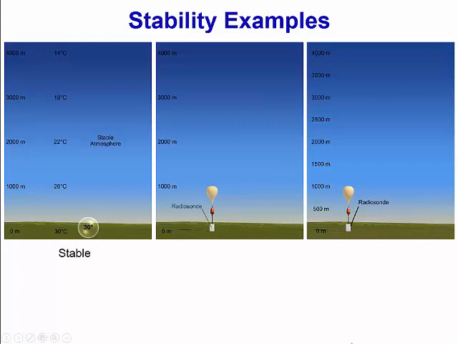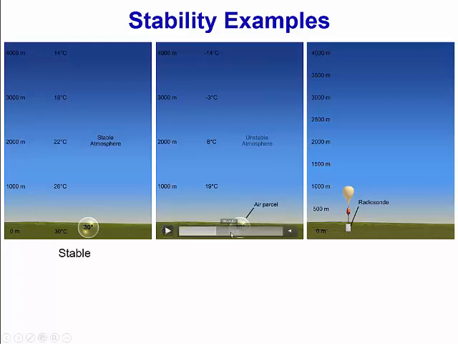If we take a look at the second scenario, again, we build our radiosonde. Now you notice that we have a lapse rate of 11 degrees Celsius per kilometer. Notice that for every kilometer we rise in the atmosphere, the temperature drops by 11 degrees Celsius. That's what I mean by the environmental lapse rate.